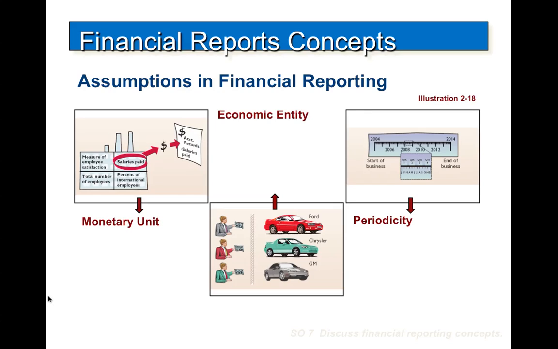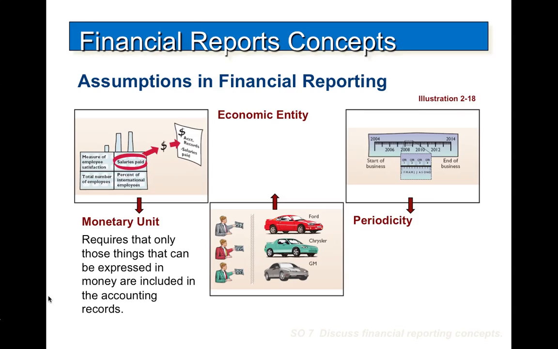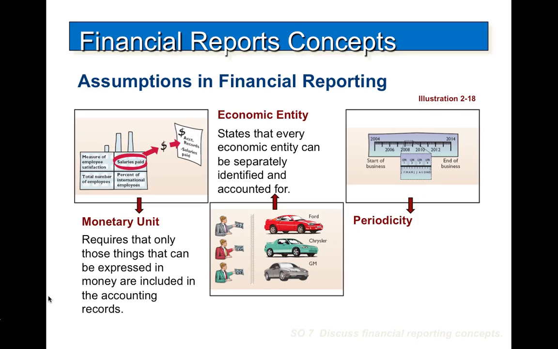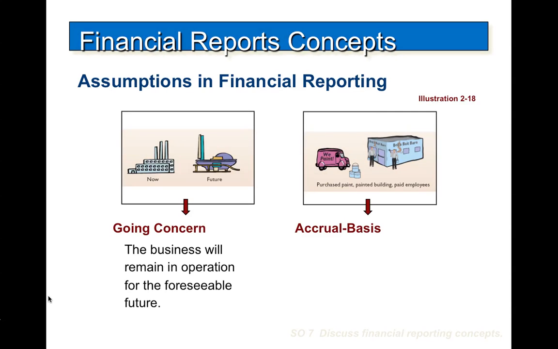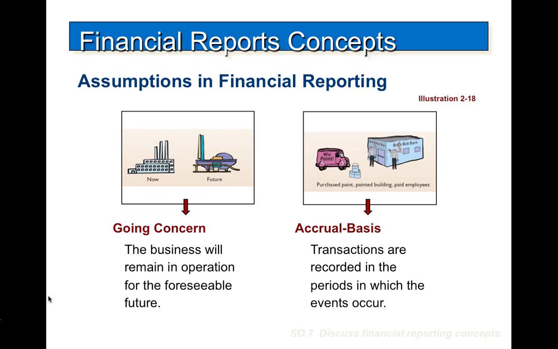These assumptions follow. The first one is monetary unit. It requires that only those things that can be expressed in money are included in the accounting records. The next one is economic entity, which states that every economic entity can be separately identified and accounted for. Periodicity states that the life of a business can be divided into artificial time periods. Going concern: the business will remain in operation for the foreseeable future. And the last one, accrual basis: our transactions are recorded in the periods in which the events occur.